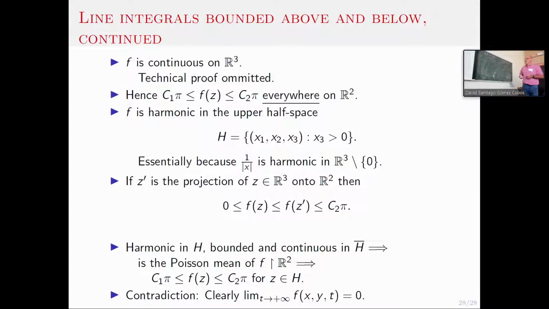But this is a contradiction. Why? Because if you keep x and y in the plane fixed and you go up to plus infinity, it's very easy to see this quantity goes to plus infinity. You're going very far away. This whole thing goes to 0. But I have a lower bound. F of z is bounded below by a positive constant. It cannot go to 0. Contradiction. Therefore, it's not possible. And I think I'll stop here.